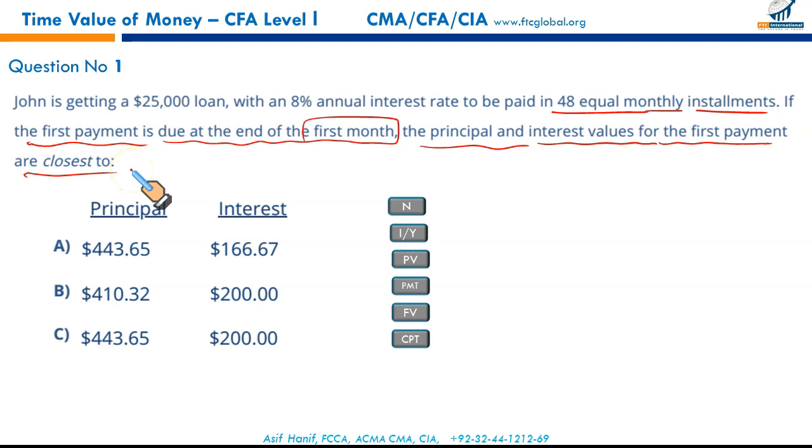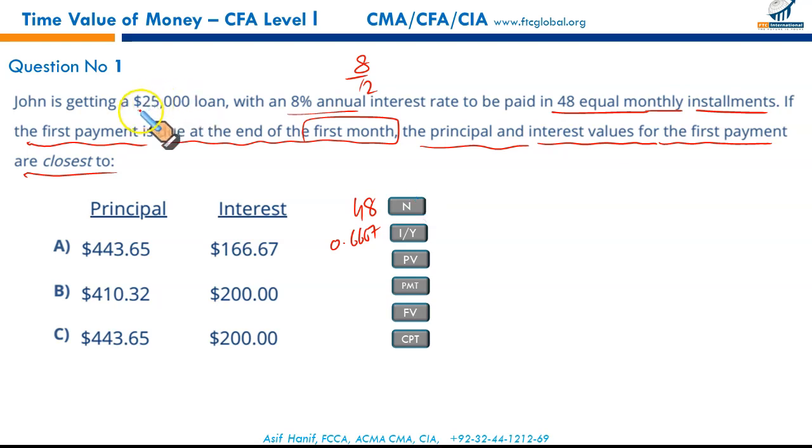Now, in this case, since there are 48 payments, n is going to be 48. The interest rate is given on a yearly basis, so the annual interest rate must be divided by 12, and that gives you 8 upon 12, which is 0.6667, as it is. You don't need to enter the percentage sign.